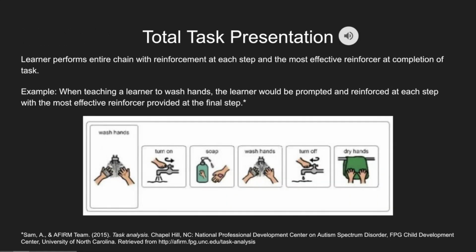So looking at total task presentation. The learner performs an entire chain with reinforcement at each step, and the most effective reinforcer is given at the completion of the task.